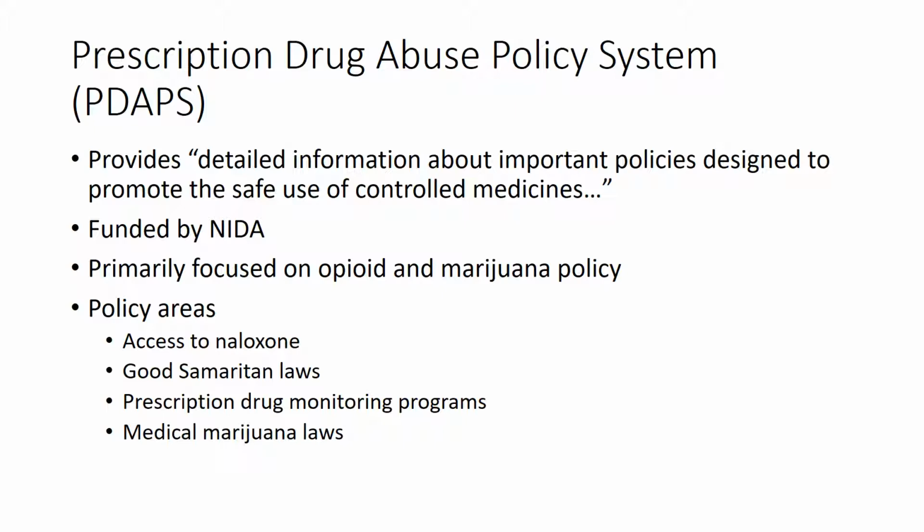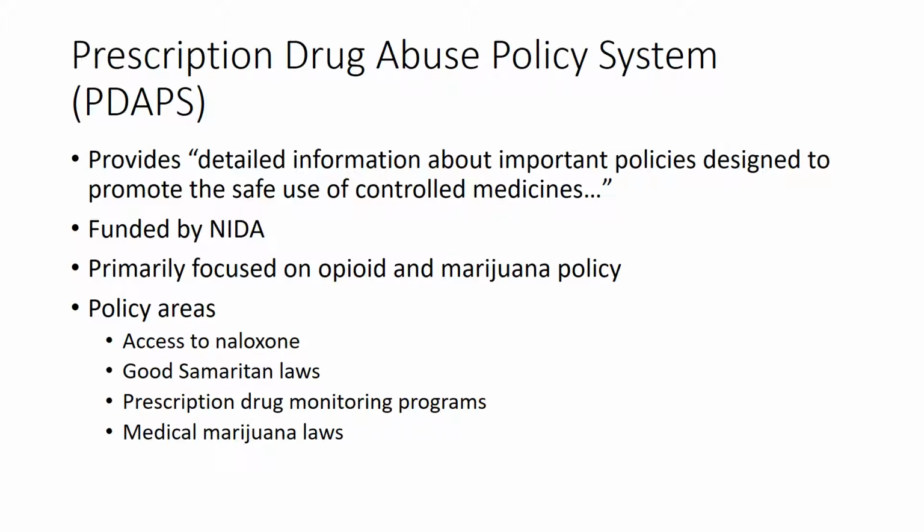And here's the prescription drug abuse policy system. This is more than just prescription drug monitoring programs. These are a set of programs that are focusing on essentially prescription opioids and prescription marijuana. It's funded by NIDA, and they're trying to provide information on these important policies that promote the safe use of controlled medicines. Essentially, they're accepting that these medicines can be abused and are abused on a regular basis, so they want to put systems like this in place so that we know where the problems are and where we can dispatch the resources most effectively.